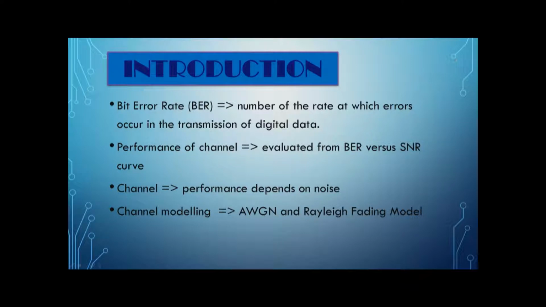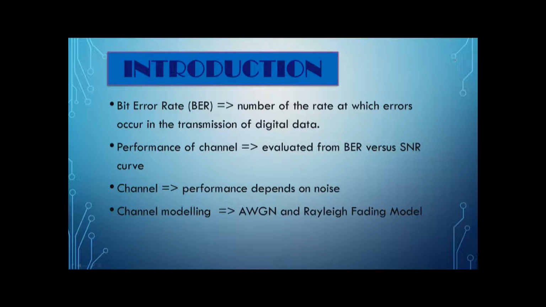The bit error rate is the main parameter of a digital communication system. So what is bit error rate? The bit error rate is the rate at which errors occur in the transmission. The performance of the channel can be evaluated from the BER and SNR curve. In communications, the channel's performance is dependent on noise. The main reason for the degradation of the data channels and the corresponding bit error rates is noise and changes to the propagation path where the signal is used.